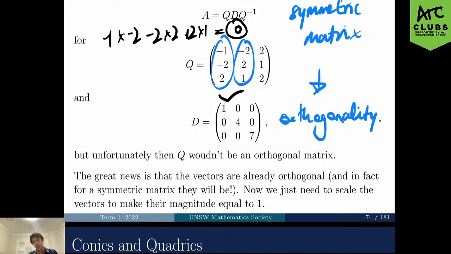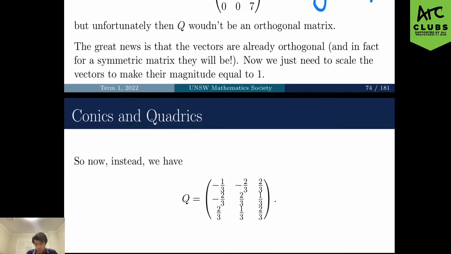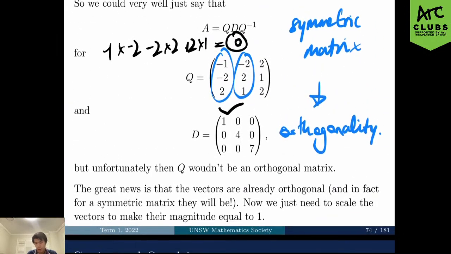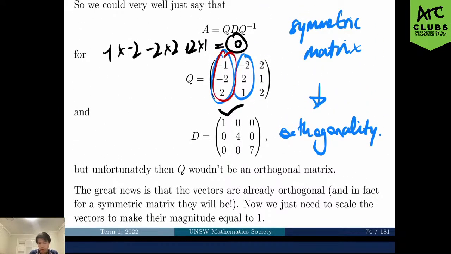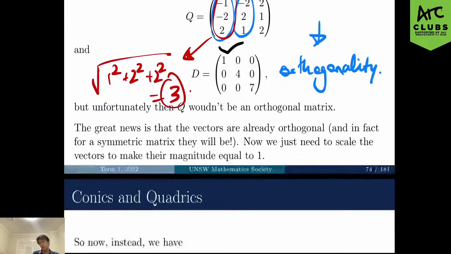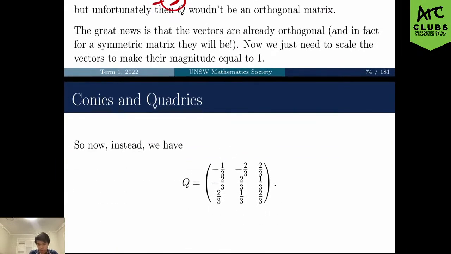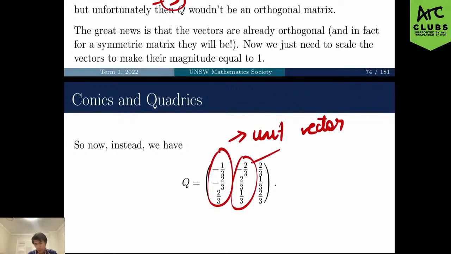That means the only thing we need to change is that the magnitude needs to be equal to 1. So it's pretty simple. We just scale it by the magnitude. This has magnitude the square root of 1 squared plus 2 squared plus 2 squared, which equals 3. So realistically, you can just divide by 3. And now this is a unit vector. Same thing over here, this is a unit vector too, as is this.